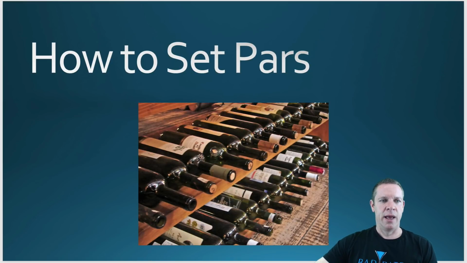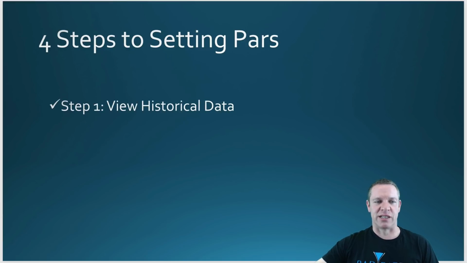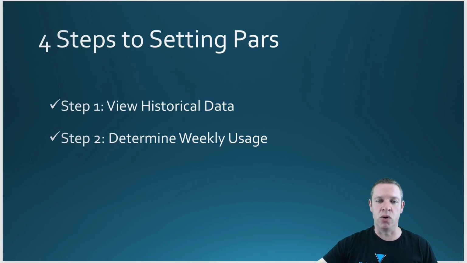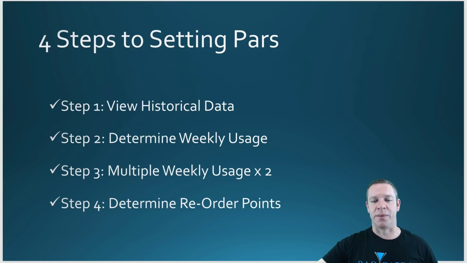There we go. 4 steps to setting pars. Sounds like a lot, but it's really not, but we have to make some calculations to make sure we set them correctly. All right, so here's the 4 steps. Step 1, we're gonna view historical data. We have to know what we've been selling in order to set those pars. Step 2, we're going to determine the weekly usage based on that historical data. Step 3, we're then going to multiply that weekly usage by 2. And then step 4, we're going to determine the reorder points. Okay, so let's get right into it.